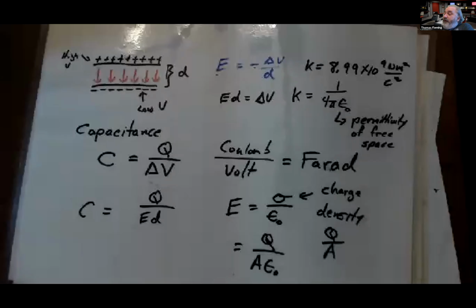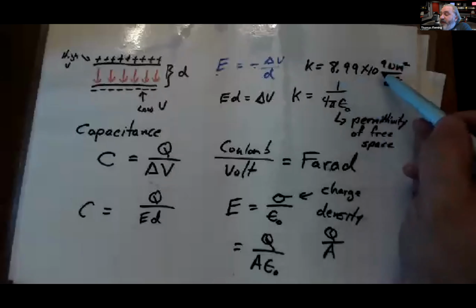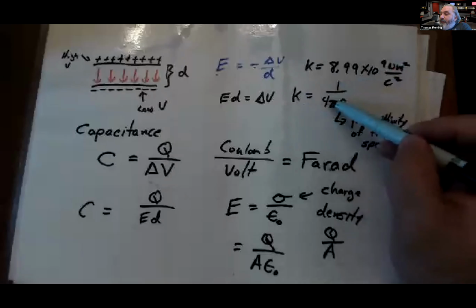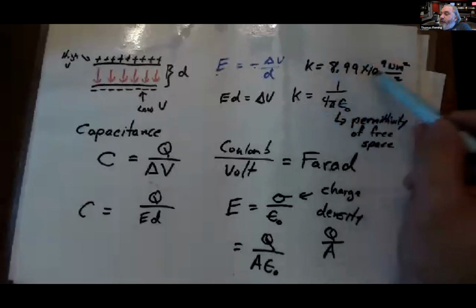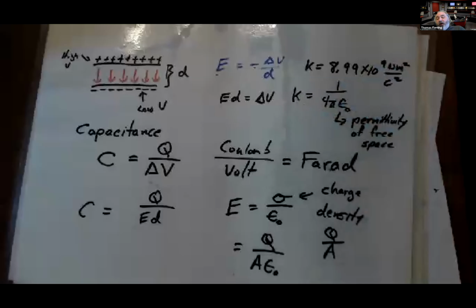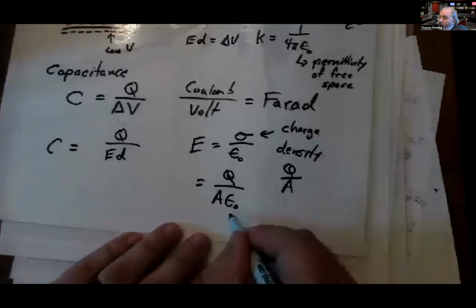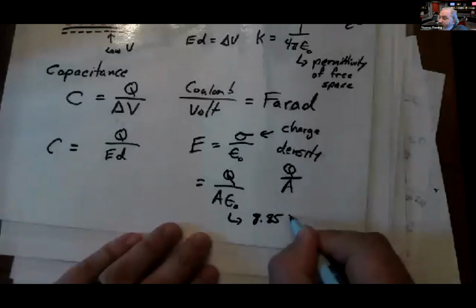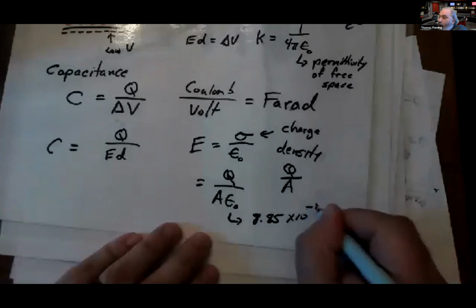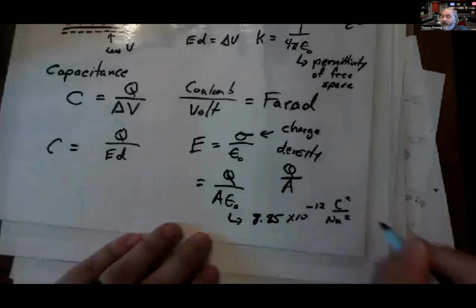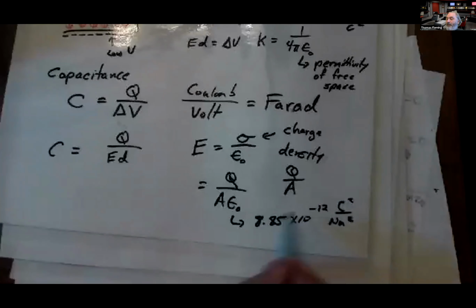Now, if K is 8.99 times 10 to the ninth, and it's equal to 1 over 4 pi epsilon naught, since this is such a huge number, the only way to get a huge number by dividing by something is to divide by a tiny number. So epsilon naught is going to be a super tiny number. In fact, when you work it out, epsilon naught ends up being about 8.85 times 10 to the negative 12th coulombs squared per Newton meter squared. It is an entirely tiny little number.